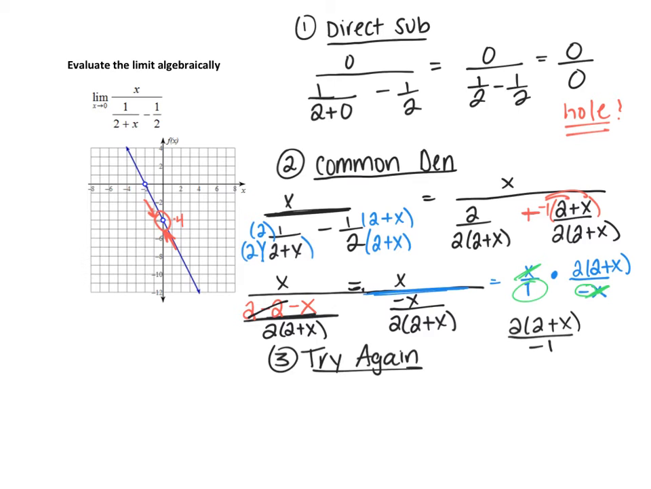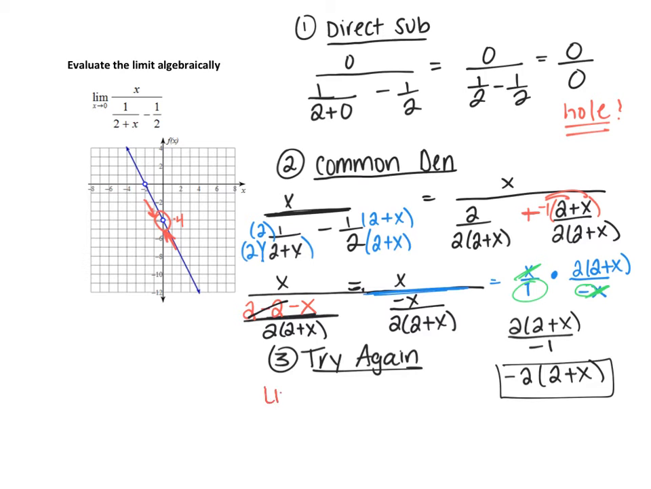And if you want to simplify it more, you can divide these two and make it a -2 times 2 plus x. But if you can't see that, that's all right. You can just leave it in this form. So we're going to try again that last step.